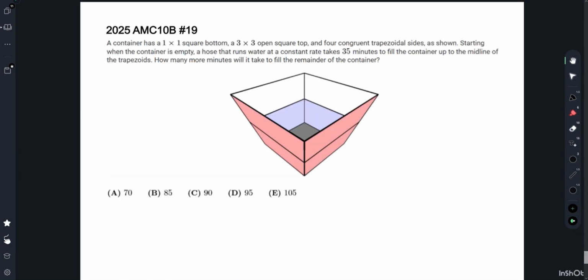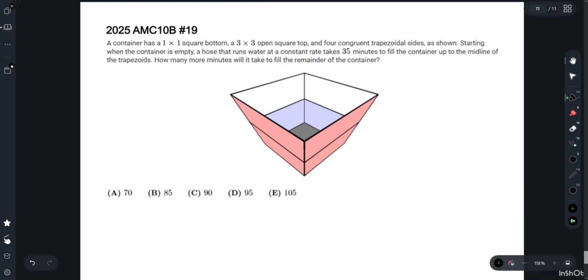AMC 10B Problem 19. A container has a 1x1 square bottom, a 3x3 open square top, and 4 congruent trapezoidal sides as shown. Starting when the container is empty, a hose that runs water at a constant rate takes 35 minutes to fill up the container up to the midline of the trapezoids. How many more minutes will it take to fill the remainder of the container?